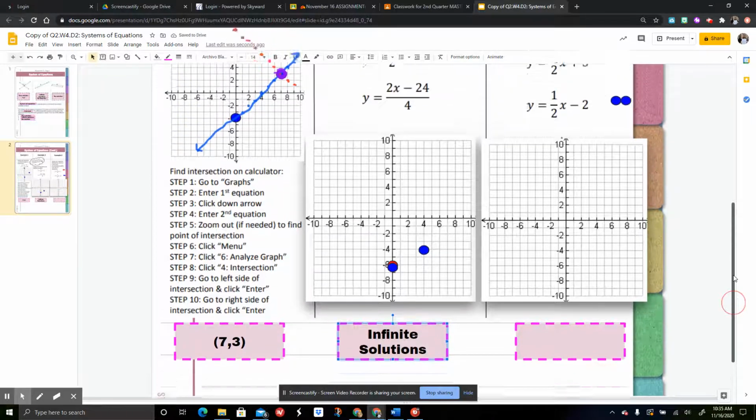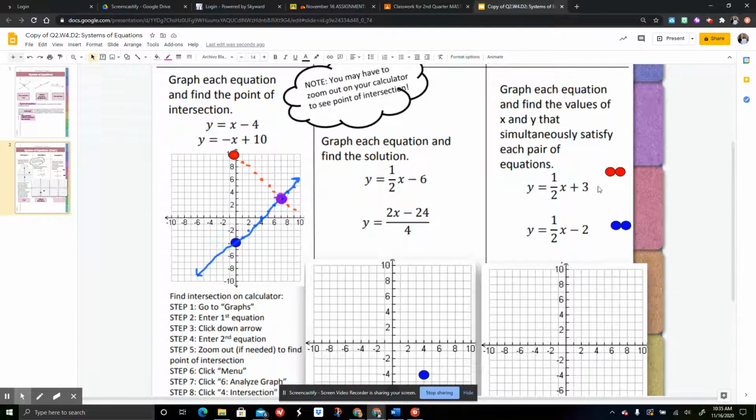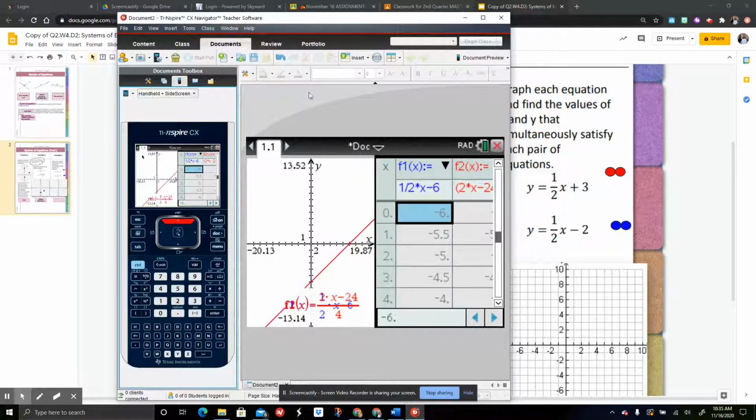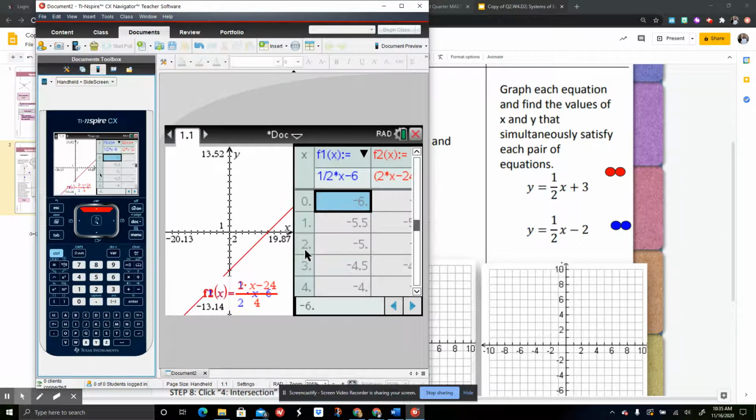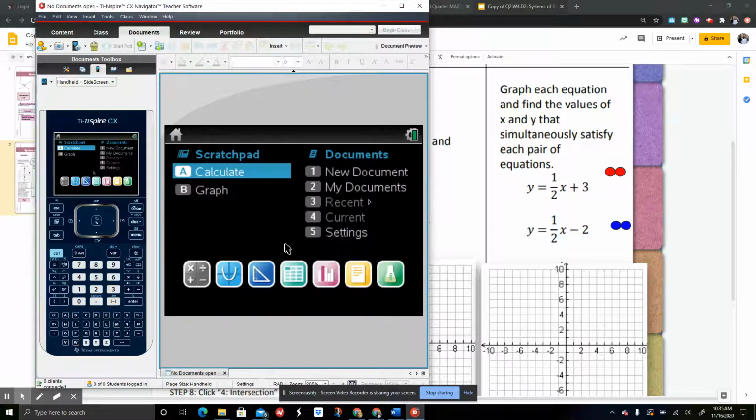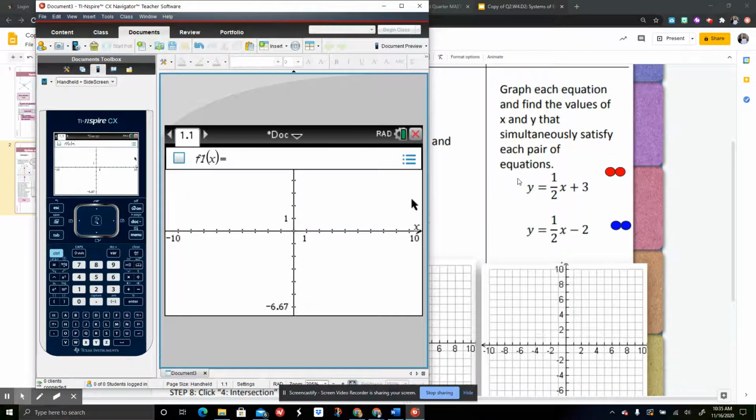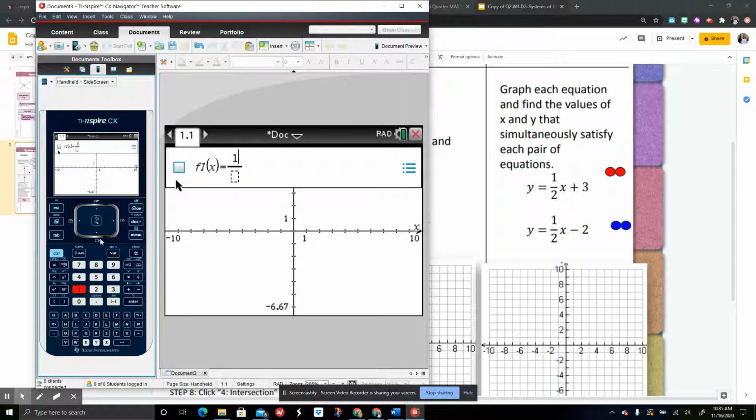Okay, we have one more example for you today. It's these two equations here, 1/2 x plus 3 and 1/2 x minus 2. So I'm going to go to my calculator and I'm going to press Control W, say no to saving, and then I'm going to go back to graphs. My first equation is y equals 1/2 x plus 3. We don't type the y equals, remember, we just do 1/2 x. So Control divide 1 over 2, and then arrow over x plus 3.